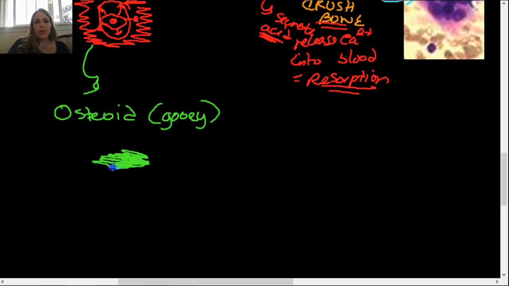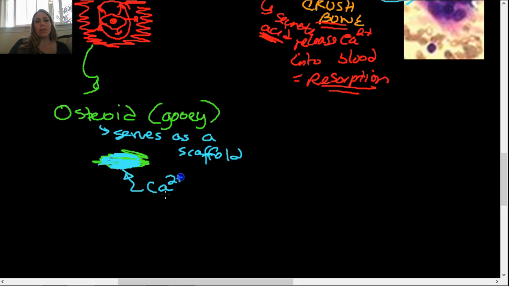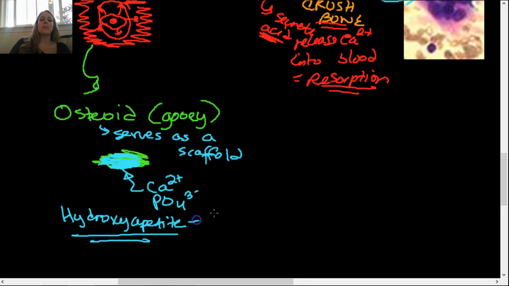And then after that, that osteoid kind of serves as a scaffold, for calcium and phosphate to deposit onto that osteoid scaffold. So it's kind of like a magnet, a gooey magnet, to hold those things. So you're going to start getting a lot of calcium and phosphate depositing on there, and that process creates a substance called hydroxyapatite. It's a mineral. It's a calcium phosphate mineral, and it's very hard, and it's also brittle.